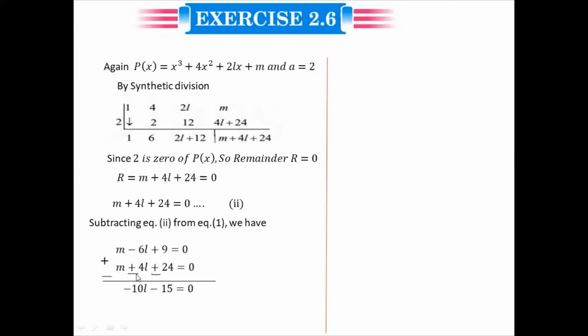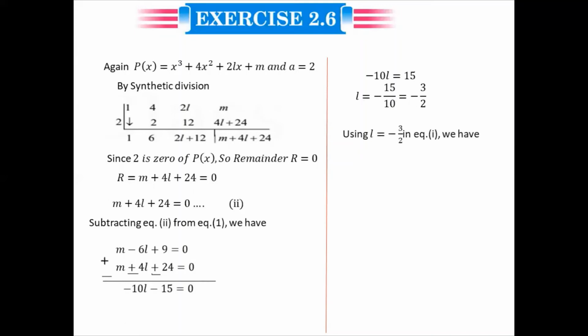So minus 6l minus 4l will be equal to minus 10l, and here plus 9 minus 24 will be equal to minus 15. So we can write this as minus 10l is equal to 15. So l can be written as minus 15 divided by 10. Now 5 3s are 15, and 2 times 10. So l is equal to minus 3 by 2.